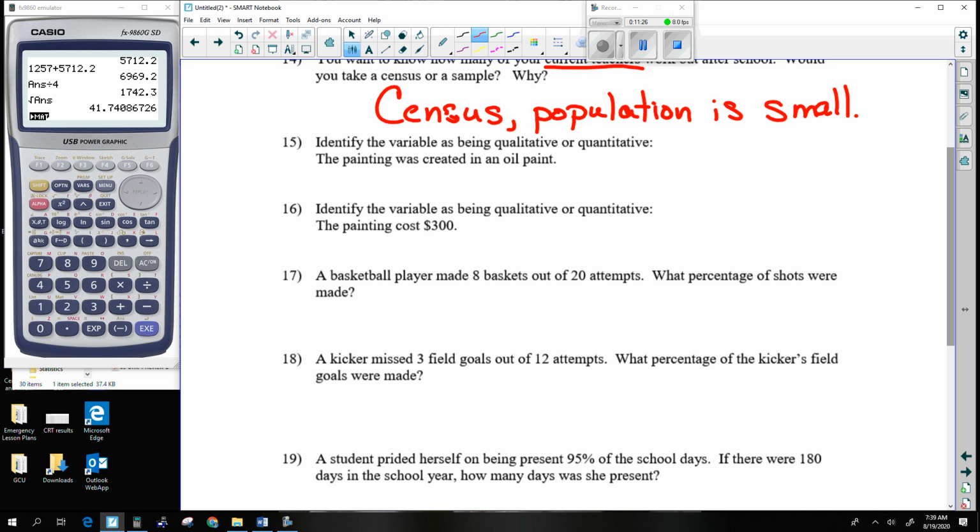Quantitative or qualitative, the painting was created in an oil paint. Okay, that's a quality. The painting costs $300. That's a quantity.